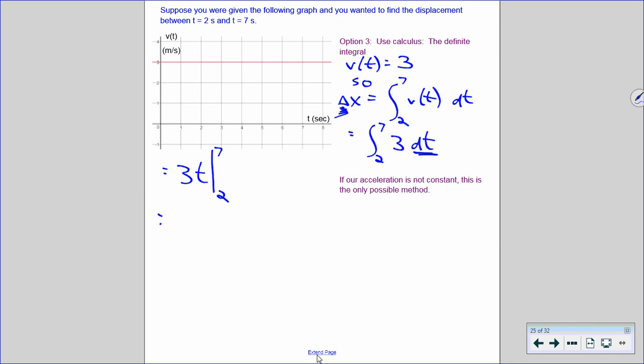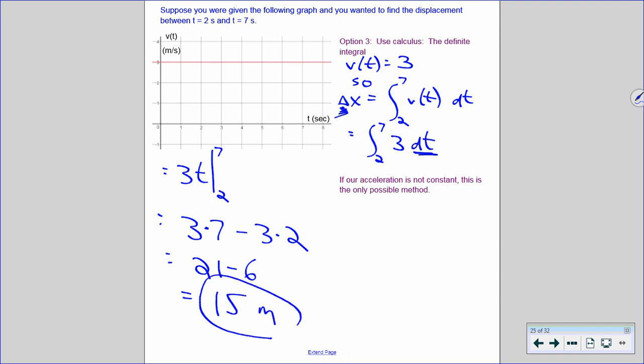So all I'm going to do now is plug in 7, plug in 2, and subtract. So this just means 3 times 7 minus 3 times 2, which is 21 minus 6, which is, once again, 15 meters. Bless you. Okay, that was a lot all at once.